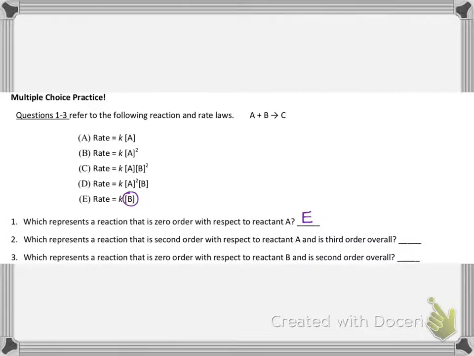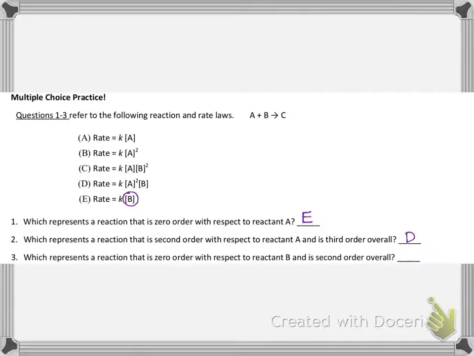All right, the next one, we want something second order with respect to A, but third order overall. Well, if it's second order with respect to A, third order overall, it must be second order for A, first order in B. So that one clearly is reaction D.